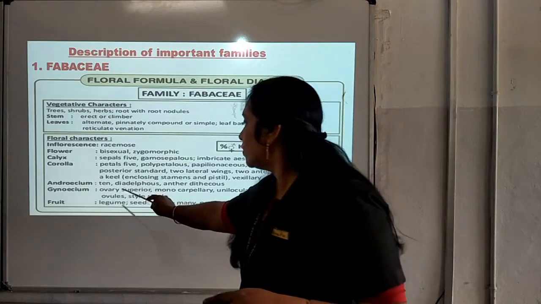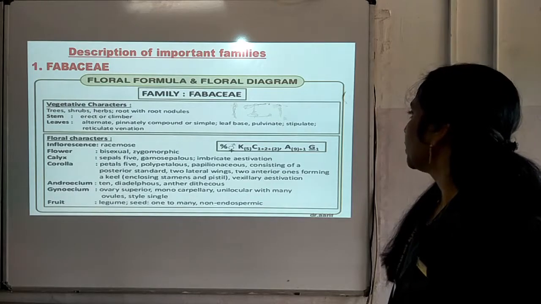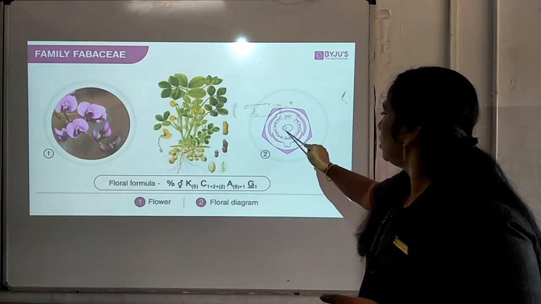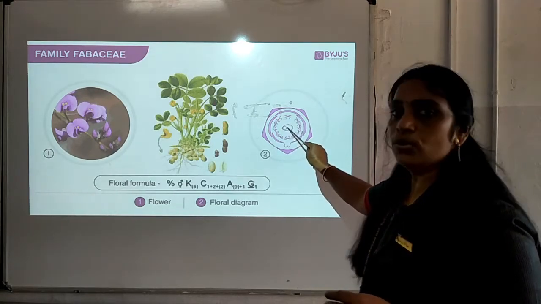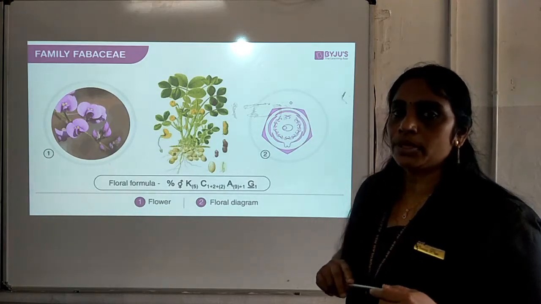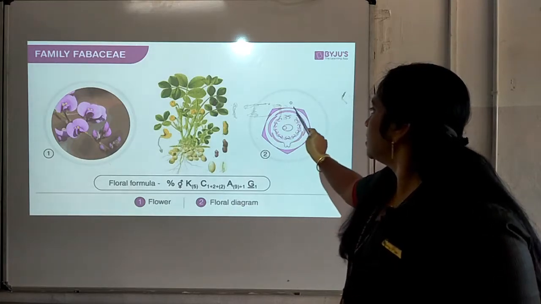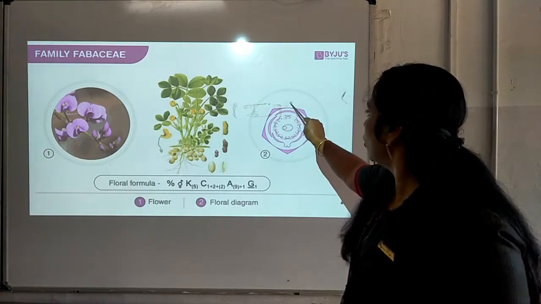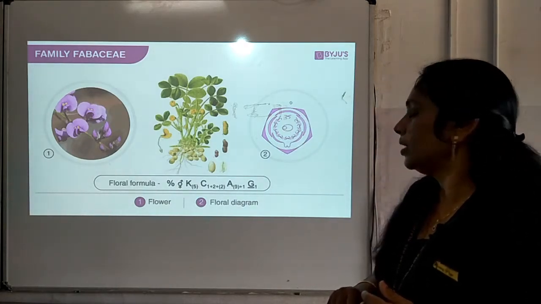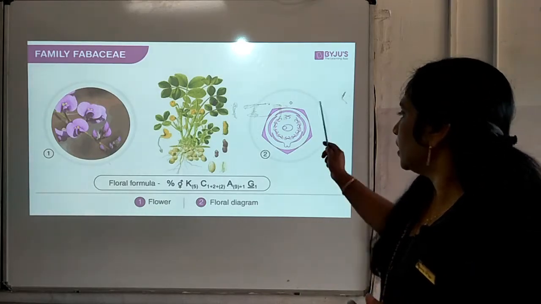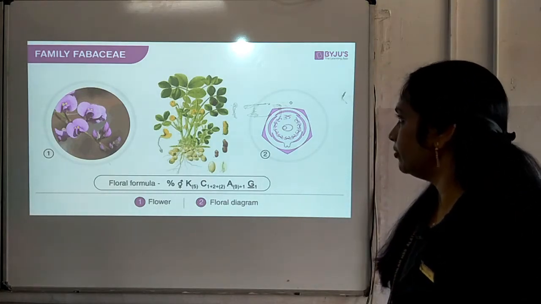And related to Gynoecium, ovary superior, monolocular we can show there, isn't it? Monolocular means you can see only a single ovary chamber, in which you can see one ovule is present. So monolocular is the condition of the Gynoecium. So this is how we can show. This is the mother axis, and in this we can see the zygomorphic condition. From this we can find out the type of flower of the family Fabaceae. So that is related to the family Fabaceae.